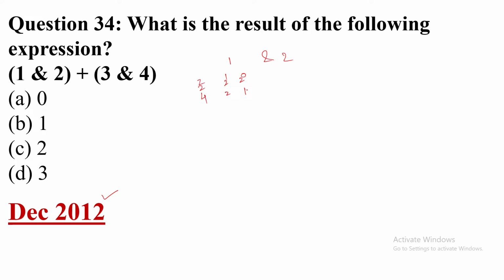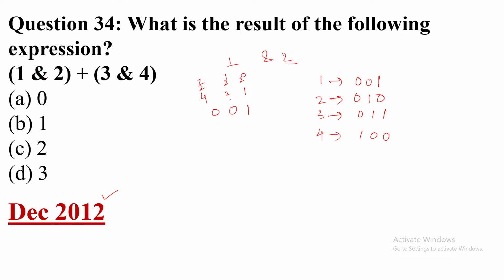है ना? यही है. तो 1 को रिप्रेजेंट करने के लिए क्या लिखना पड़ेगा हमको? 0 0 1. 1's representation is 0 0 1. 2's representation this is 0 1 0. 3 is 2 plus 1, so 0 1 1. 4 directly is 1 0 0.